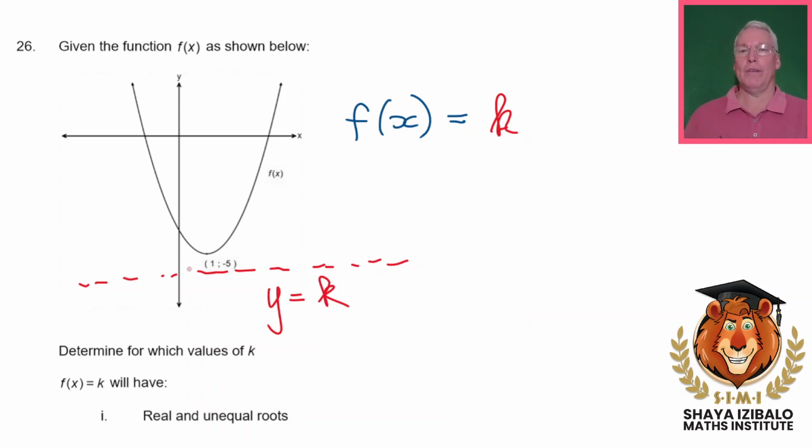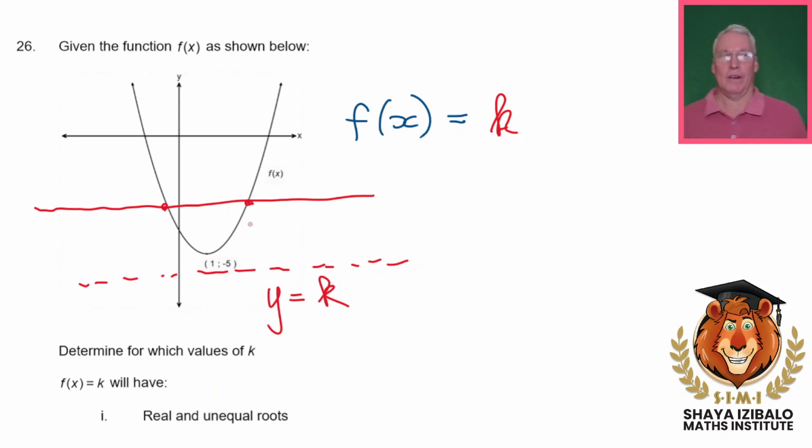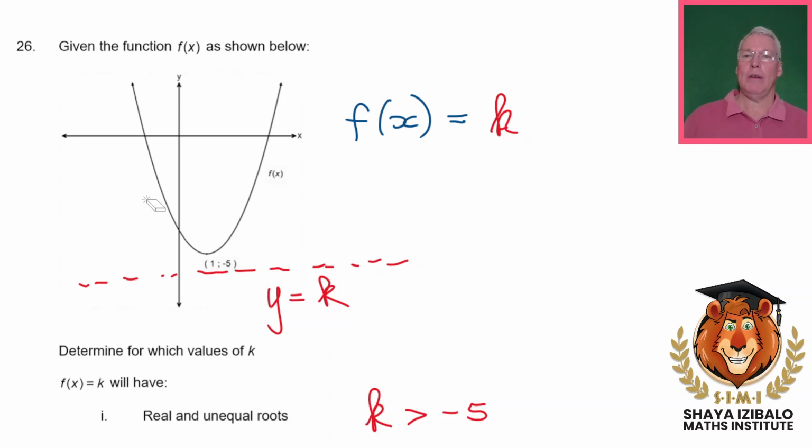And the answer to that, obviously, if we move this line up, if y was equal to minus 6, the graphs would miss one another. But if we pick this up, suppose it was over here, do you agree we've got 2 real and unequal roots? So in fact what we need is we need k to be bigger than negative 5, because as long as k is bigger than negative 5, this line will be above and it will cut the parabola twice. The next question says, when will we get equal roots?